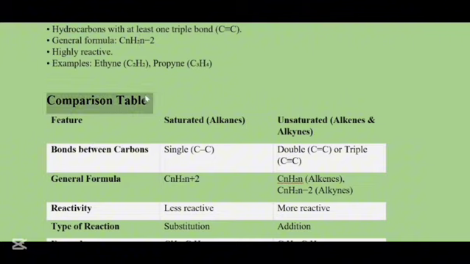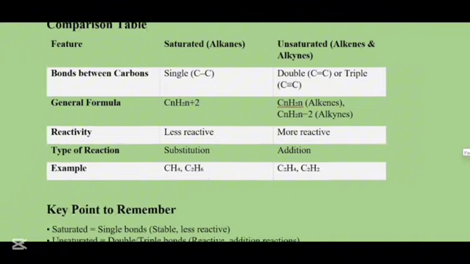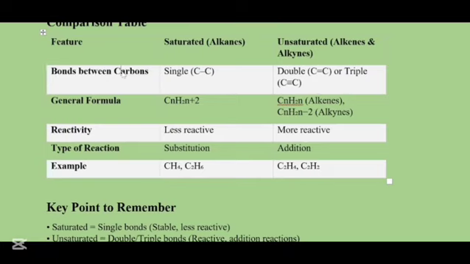Now I have a comparison table for you all. So the bonds between carbons, if we have a single bond between carbons, then that is known as a saturated hydrocarbon or alkane. But if you have the bonds between carbons as double or triple, they are called unsaturated, which means they are alkenes or alkynes. The general formula of saturated or alkanes is CnH2n+2, while in unsaturated hydrocarbons we have alkenes and alkynes. Their general formulas are CnH2n and CnH2n-2.